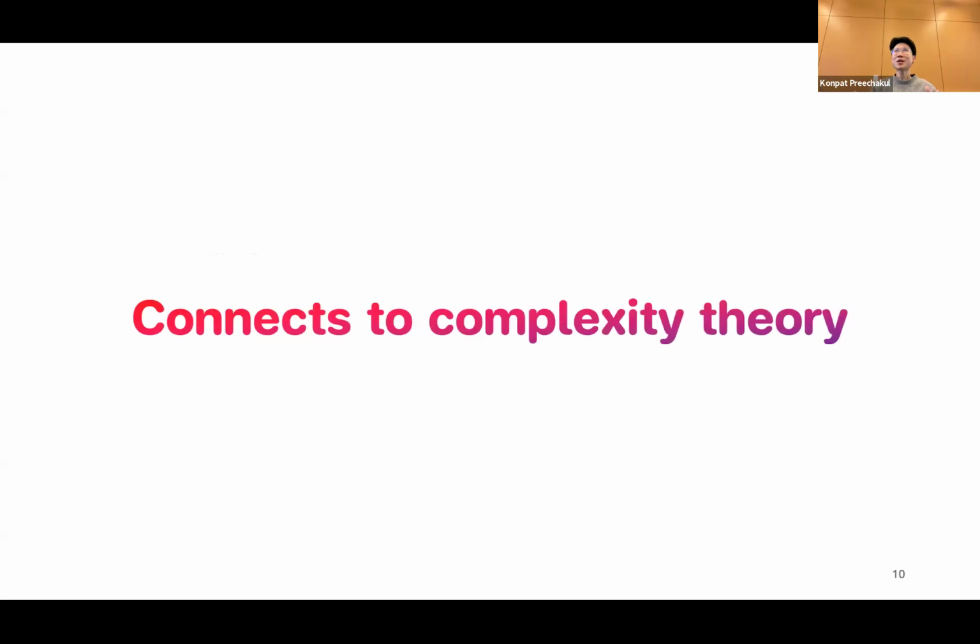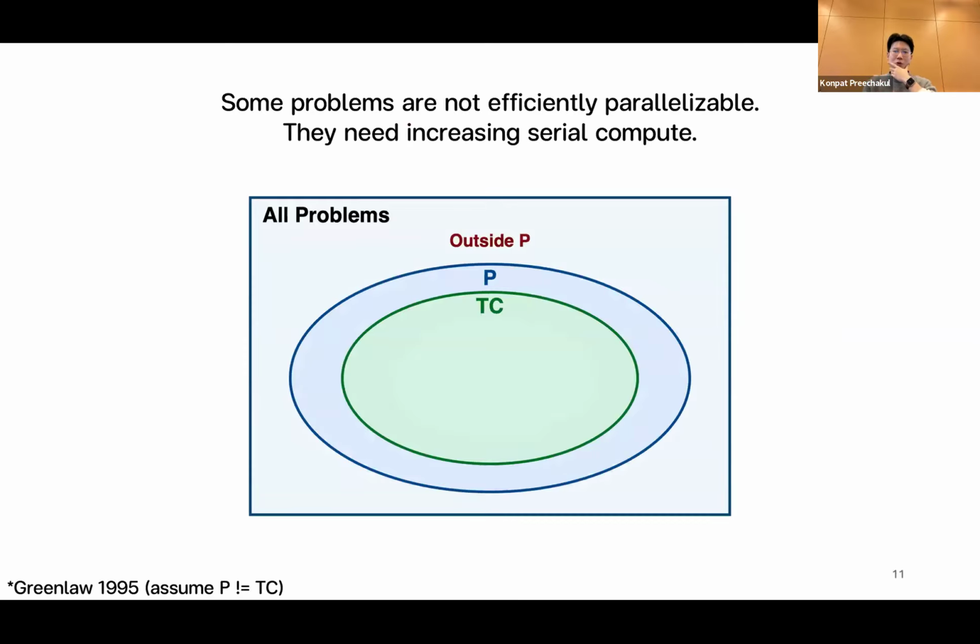So the second part of this talk is how it connects to complexity theory. In complexity theory, we know that there are problems that are not efficiently parallelizable. Those problems are called P-complete. In this outer ring of P but outside TC, not known to be parallelizable, they are among the hardest in P, because every P problem can be reduced to a P-complete problem.